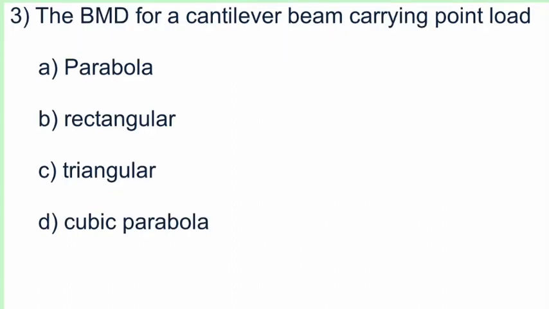Third question, the bending moment diagram for a cantilever beam carrying point load is option A, parabola, option B, rectangular, option C, triangular, and option D, cubic parabola. The bending moment diagram for a cantilever beam carrying a point load is triangular.